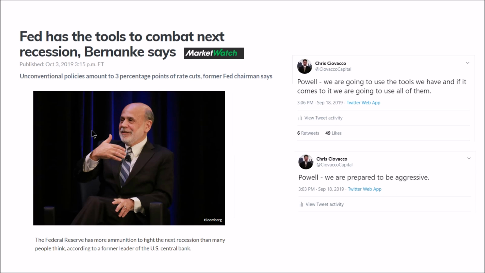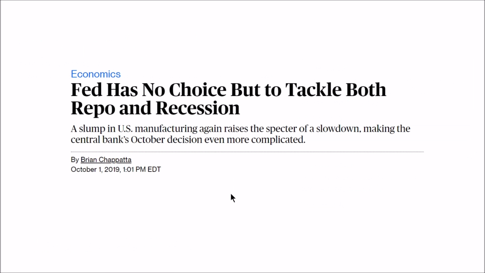Mr. Bernanke seems to agree. So does an opinion columnist from Bloomberg: Fed has no choice but to tackle both the repo market and a recession. Concerns in the repo market have not spilled over into the broader credit markets in an overly concerning way at this point. We'll continue to take it day by day.